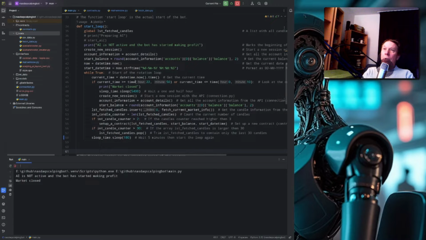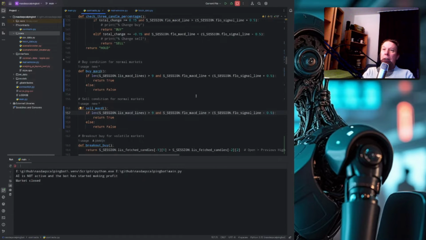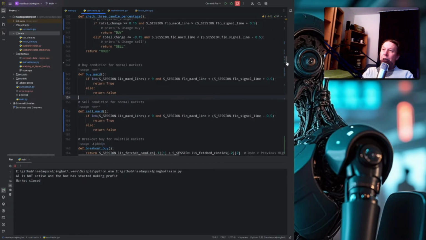If we look at the code, I get the contracts. I have done something that is counterintuitive. This is not the way it should be, but I changed this and this in the opposite direction: for a buy, the MACD line should be smaller than the signal line, and for a sell, the MACD line should be larger than the signal line. And this is not the way it should be. It should be the other way around.